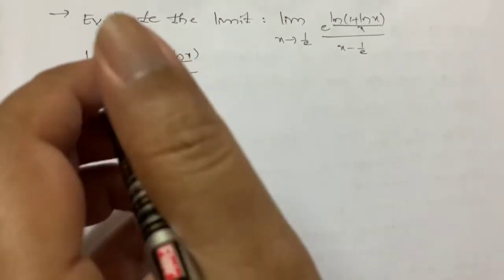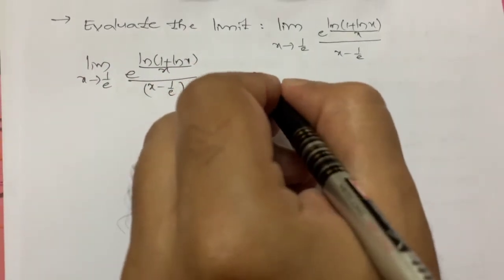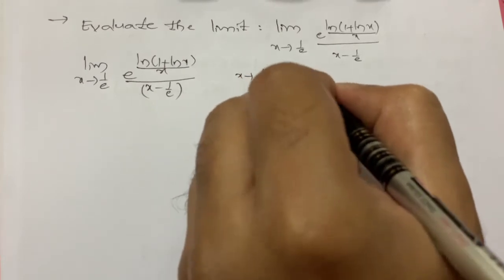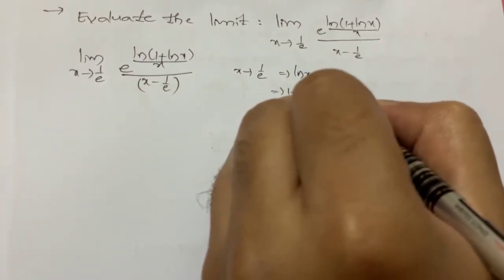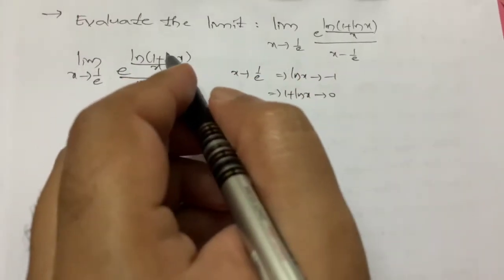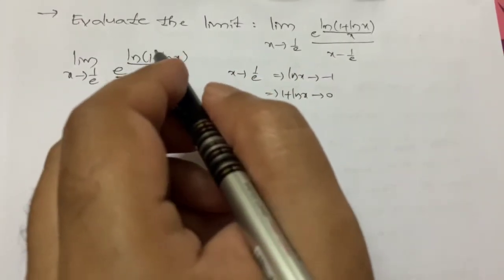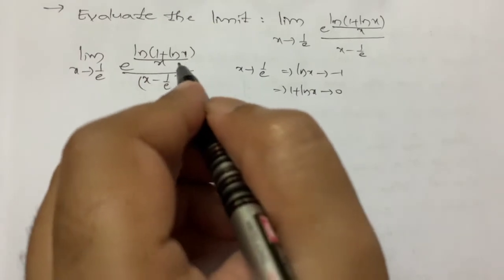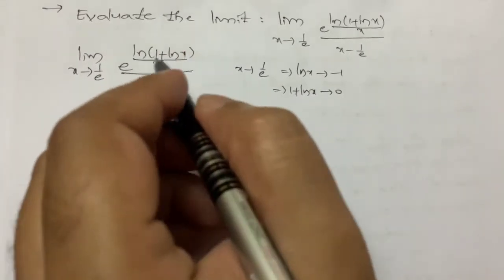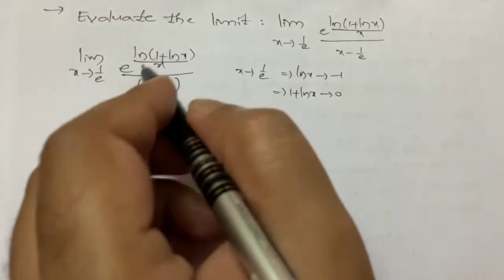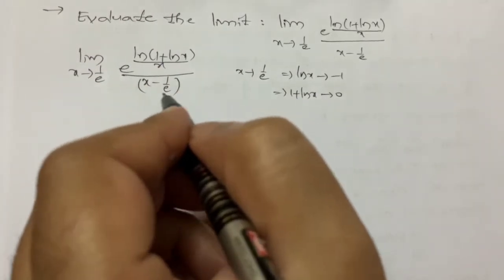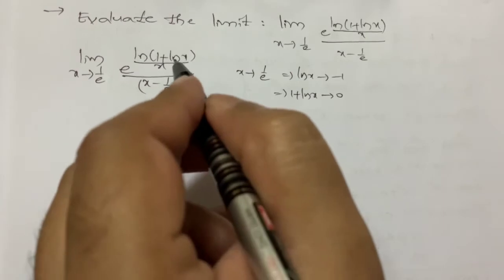Let's say x tends to 1/e. So ln x tends to −1, so 1 + ln x tends to 0, so ln of that tends to minus infinity. Minus infinity divided by x, where x is 1/e, is again minus infinity. So e to the power minus infinity tends to 0, and in the denominator 1/e − 1/e is 0.